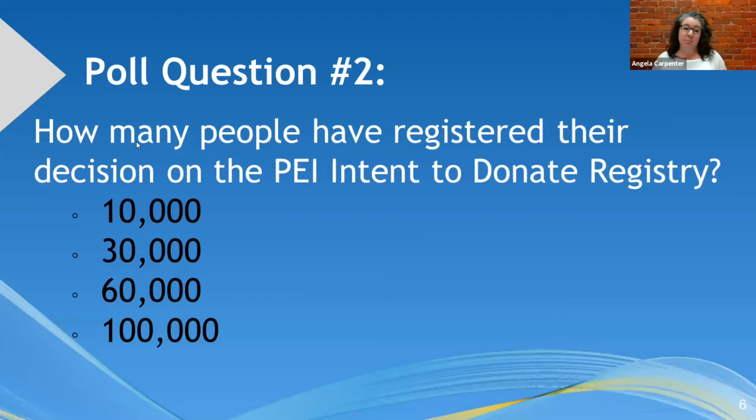The last year at least, it's been about 2,000 people a month. And the Canadian average is 32%. So we are doing really, really well. And of those 60,000 people, about 70% of those have said yes to organ or tissue donation, and 30% have said no, that they would not want to be a donor.